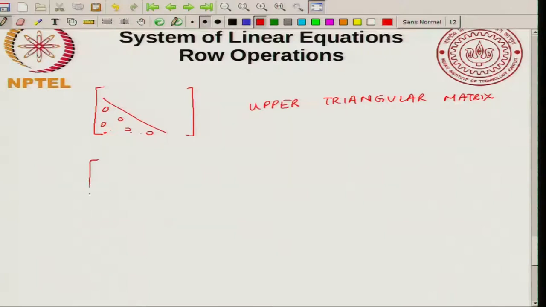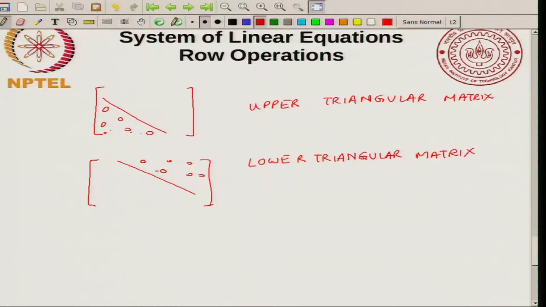Okay. And similarly, if this matrix has zeros on this side of this diagonal, this is called a lower triangular matrix. And if the matrix has zeros on both sides of the diagonal, so it has zeros here, zeros here, then it is called a diagonal matrix.